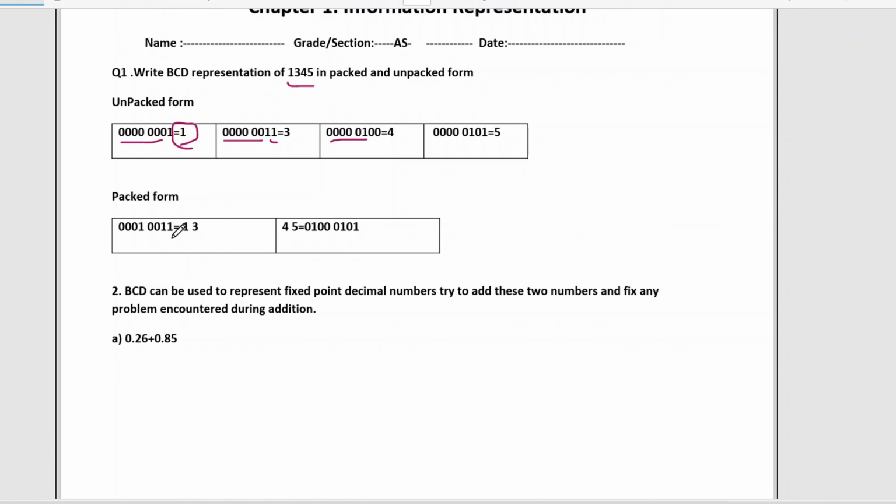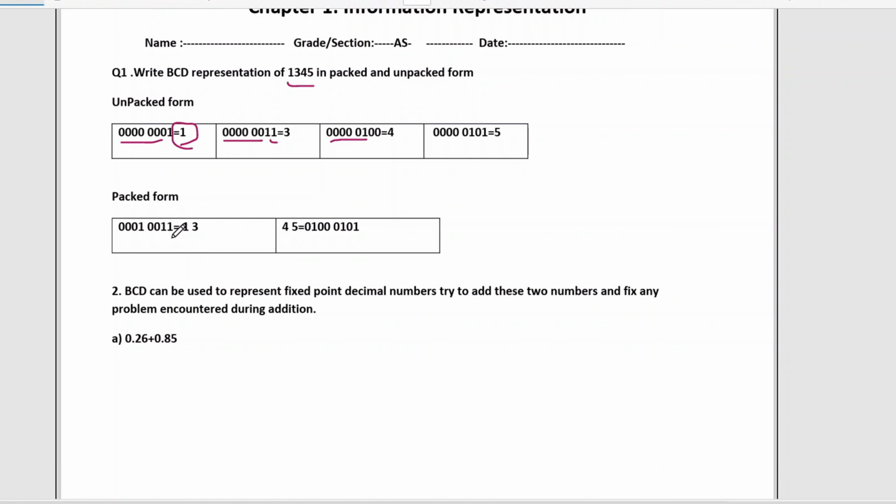Okay, so I got 0, 0, 0, 0.1000, 1 0, 1 0 double 1. Okay, so this is the answer I got in BCD. Now let me cross check.